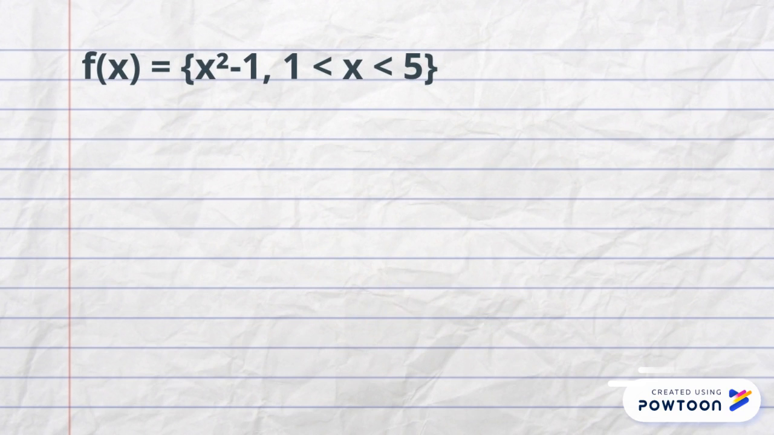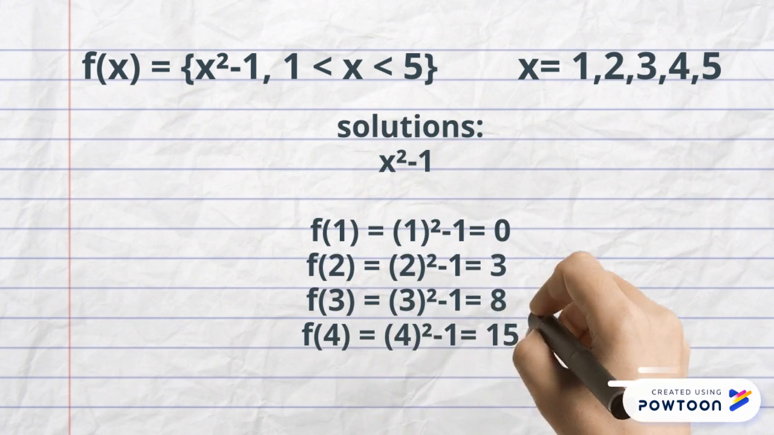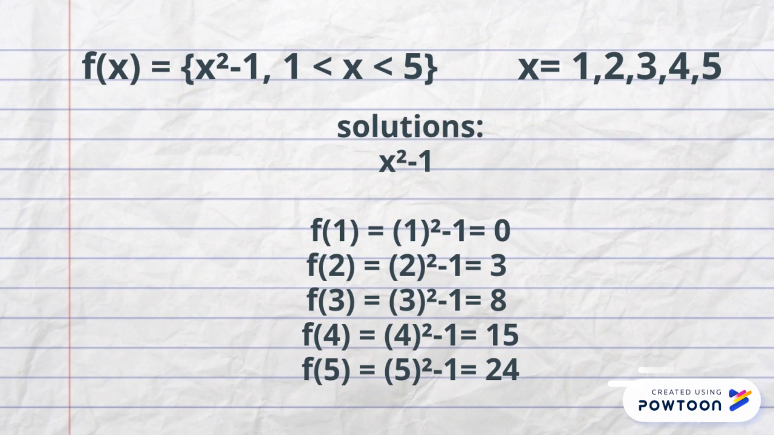At the third function, the possible outcomes, including the boundary, are 1, 2, 3, 4, and 5. 1 squared minus 1 equals 0. 2 squared minus 1 equals 3. 3 squared minus 1 equals 8. 4 squared minus 1 equals 15. And 5 squared minus 1 equals 24.